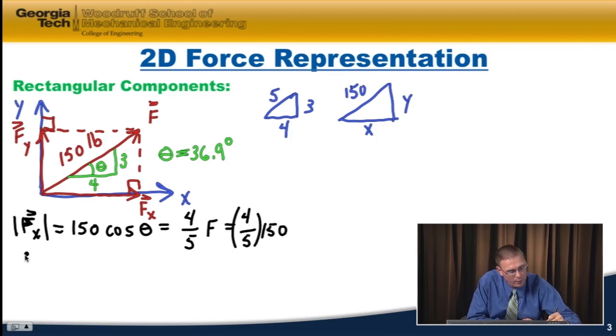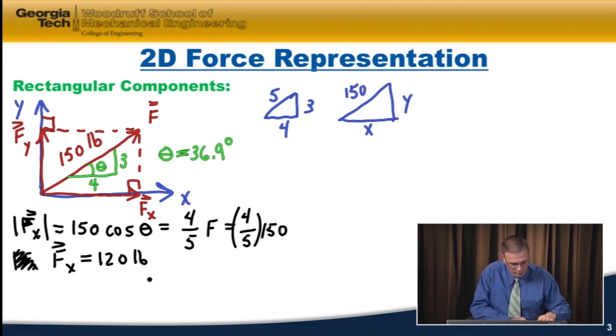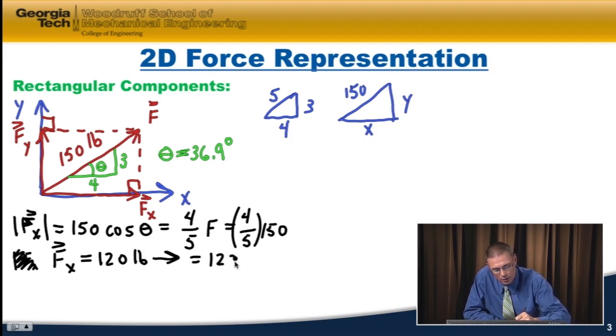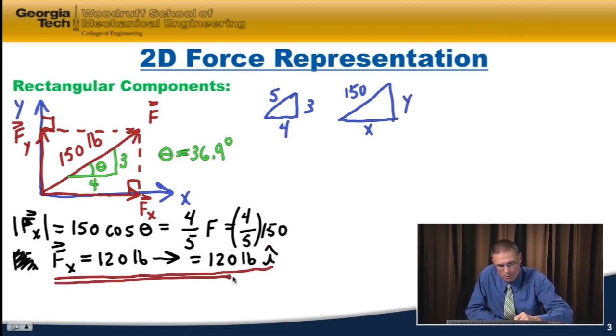So as a final answer, I can write that the force sub x, the rectangular component in the x direction, would be equal to 4/5 of 150, or 120 pounds. And it would be to the right. Or we could also say 120 pounds in the I direction. So that would be the x component. Similarly, we can do the y component.